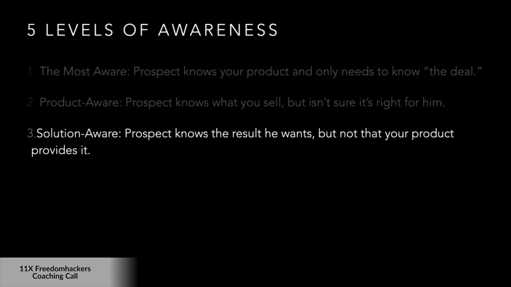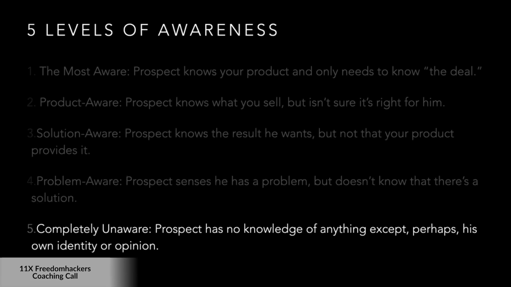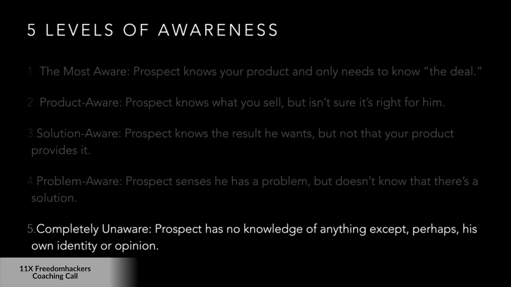They know the result that they want, but they are not aware that our product is the thing that will provide this solution. Then there's problem aware. The person knows there is an issue, but is not aware of the solution. Then there are people on the 5th level who are completely unaware. They have no knowledge of anything except perhaps their own identity and opinion.